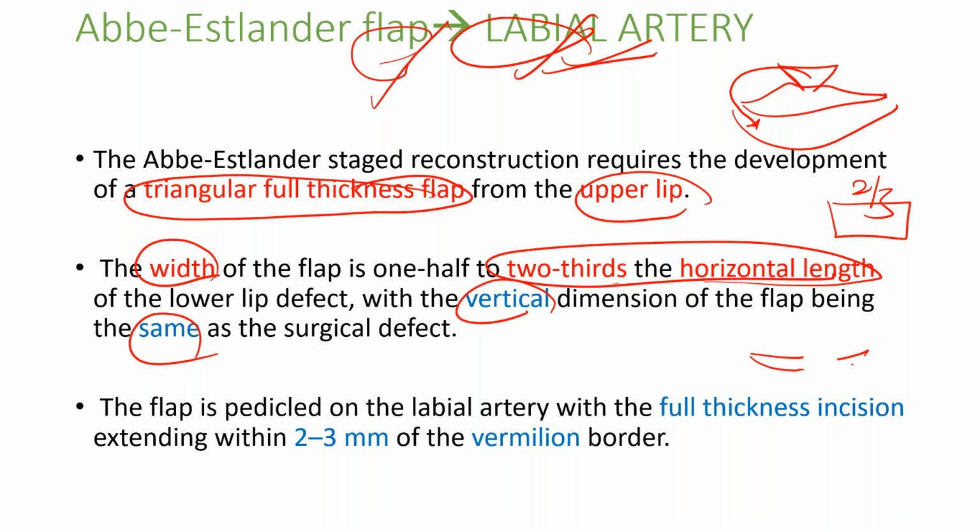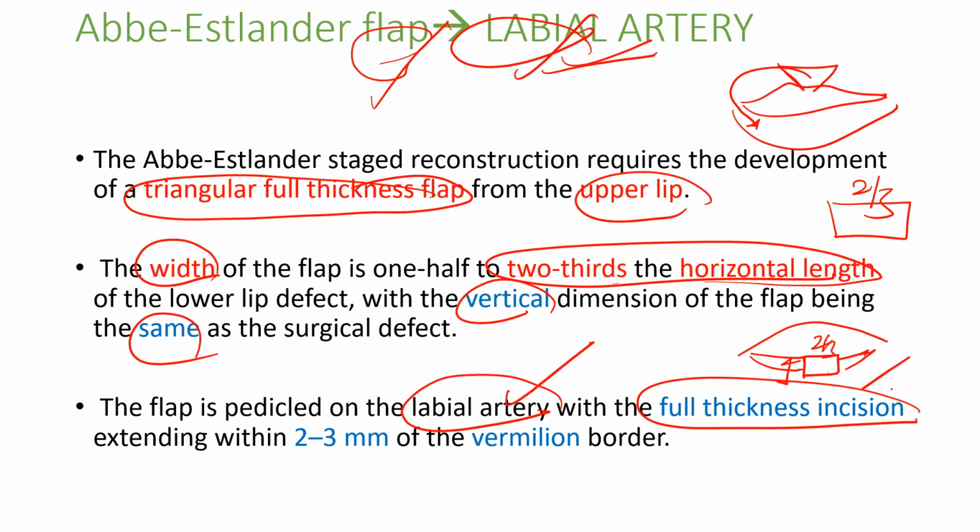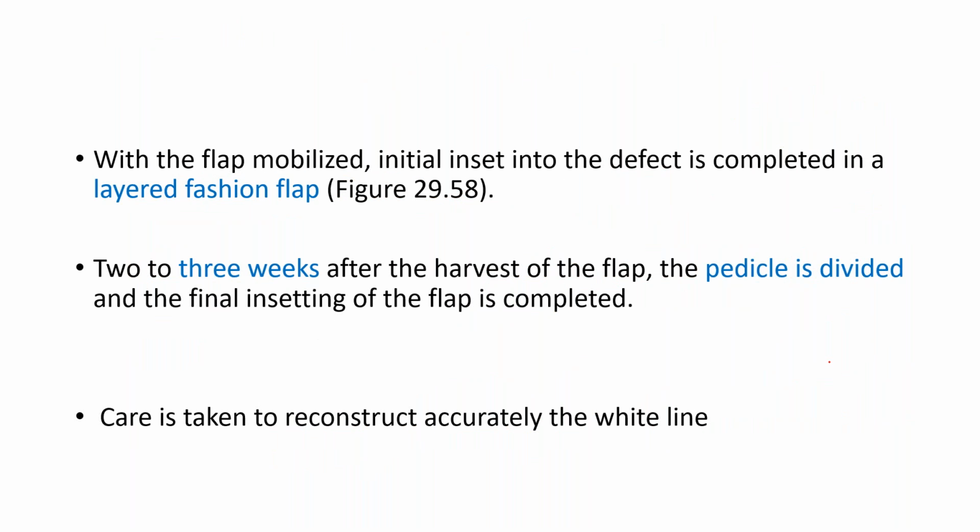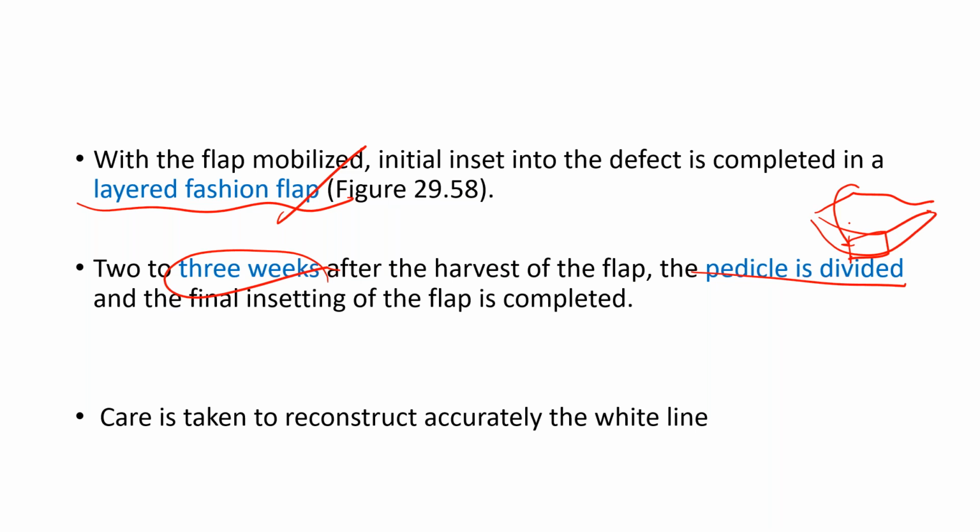For example, this is a lower lip. You have removed this much part. So vertical dimension is same, but width is 2/3, and height is same as the upper lip, as you could see. It is based on labial artery, as I already told you. A full thickness incision is given with 2 to 3 millimeters of advancement from the vermilion border, and then it is transferred to this part. So it is a layered fashion flap. It takes 2 to 3 weeks, and then the pedicle is divided. Once this upper lip is supplementing this lower lip as a flap, after 2 weeks you can remove the blood supply.